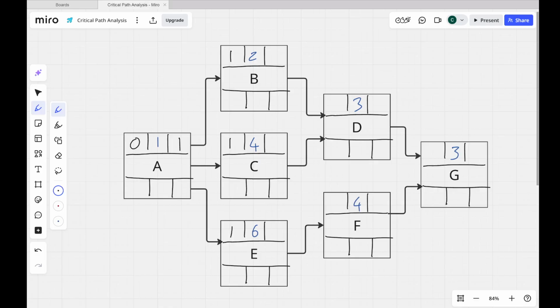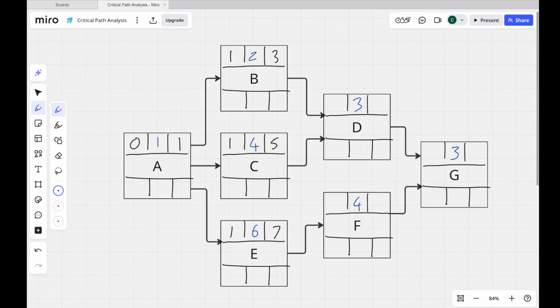Again, this is mathematical, this isn't reality. There's no dates, there's no resources or anything like that yet. This is purely mathematical. So if I had the durations on then, so the duration of B is 2 days, so 1 plus 2 is 3. So my earliest finish for B is day 3. C, 1 plus 4 is 5, so my earliest finish for task C is day 5. And then E, 1 plus 6 is 7, which means the earliest finish for E is day 7.